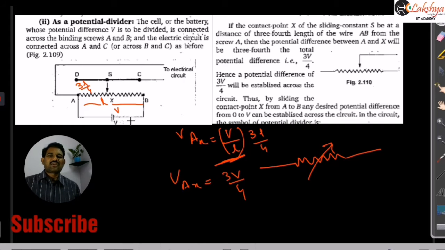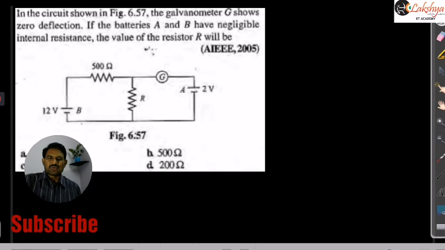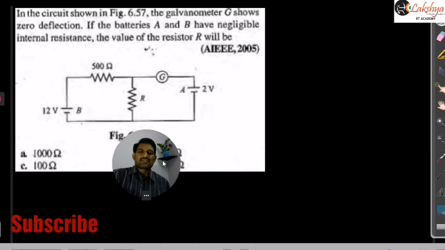Into this, across which part we need to find the potential difference, that length we need to multiply here. So potential gradient into the length of that part will give the potential difference across that given part. That is an important thing regarding this. Now next, before going to the working principle of this potentiometer, let us see one problem here. That problem is useful in discussing the potentiometer. So let us see this problem now.